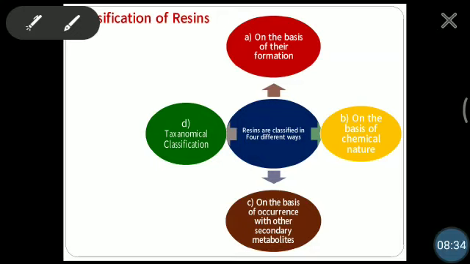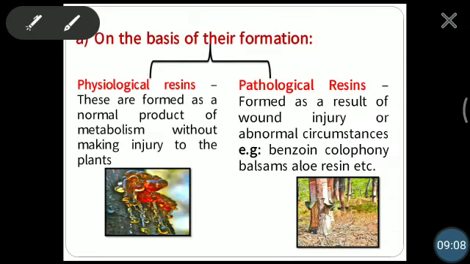Let's discuss the next point, that is the classification of resins. Resins are basically classified into four types: on the basis of their formation, on the basis of their chemical nature, on the basis of their occurrence with other secondary metabolites, and lastly, taxonomical classification. Let's discuss them one by one.